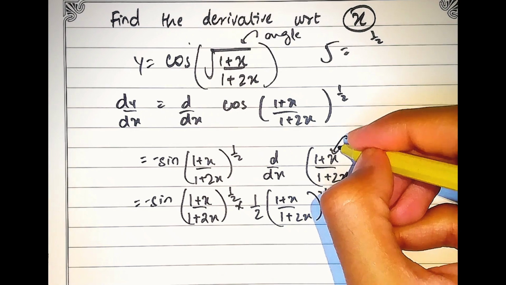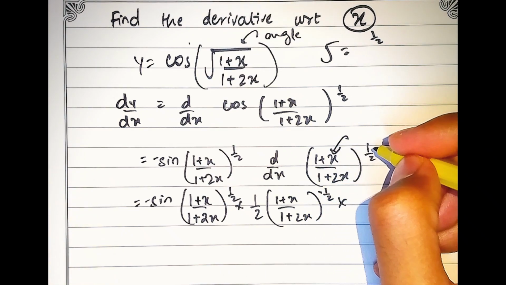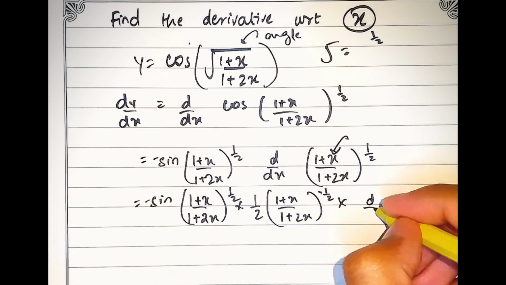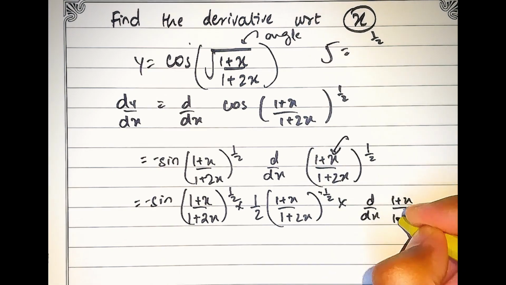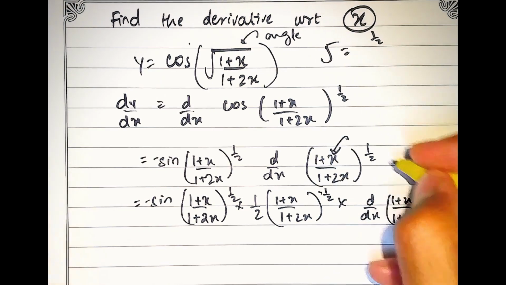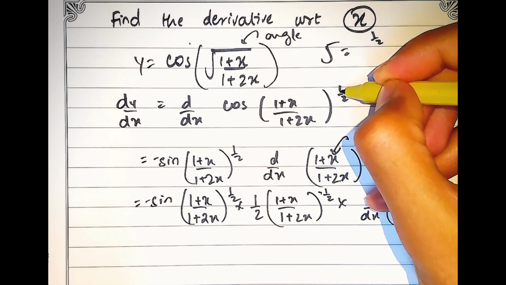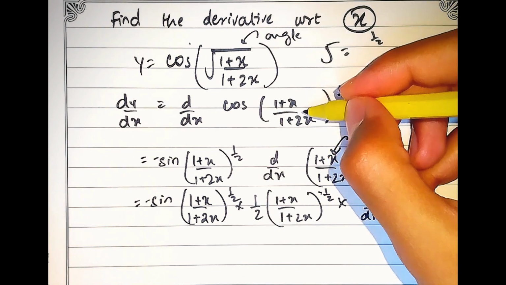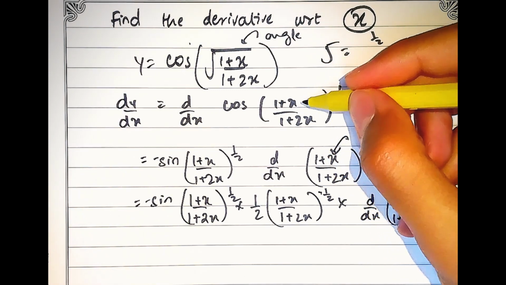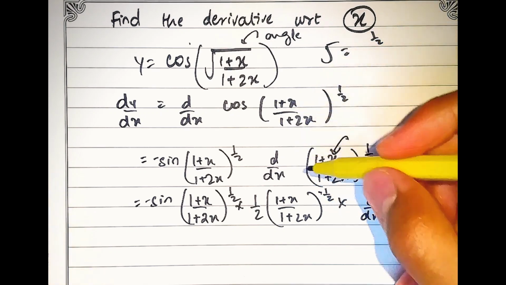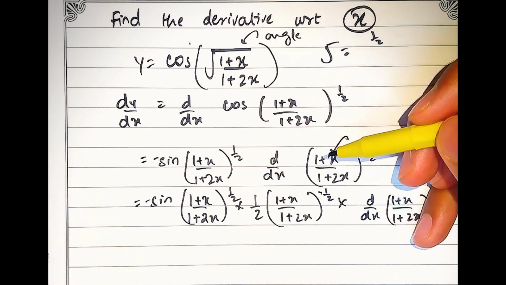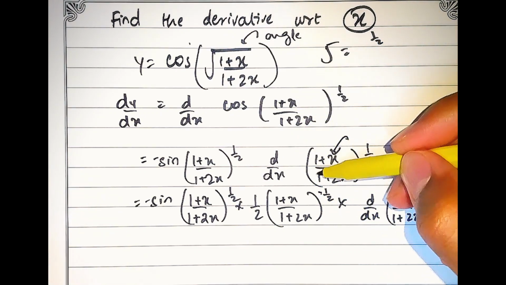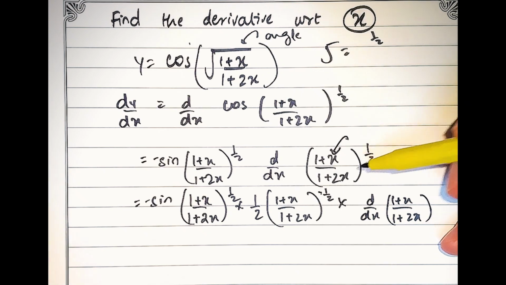Now this is the angle right over here. The angle is anything which is present under the power. Okay, so the derivative of 1 plus x divided by 1 plus 2x. Now you'd argue that over here we were having power 1 by 2, then why was not the derivative of the angle 1 plus x divided by 1 plus 2x? Instead of taking 1 plus x divided by 1 plus 2x as the angle, you considered (1 plus x divided by 1 plus 2x) power 1 by 2 as the angle.